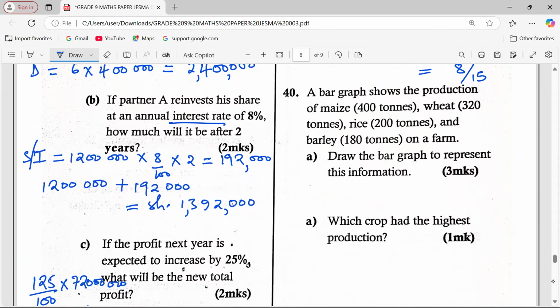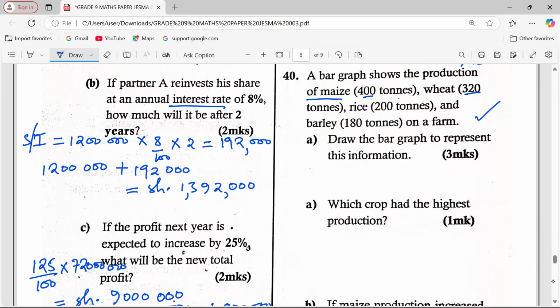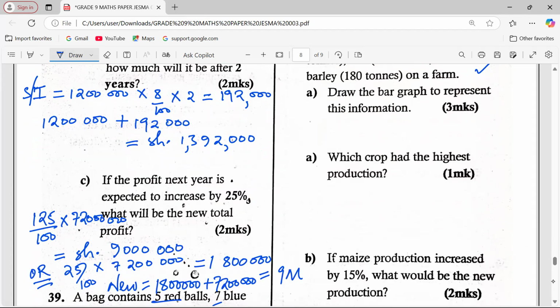In number 40, which is our last question now, a bar graph shows the production of maize 400 tons, wheat 320 tons, and rice 200 tons, then barley 180 tons on a farm. Part A, draw the bar graph to represent this information. This information is having 400 tons of maize, then wheat 320, rice 200, then we have barley 180. We draw a bar graph.